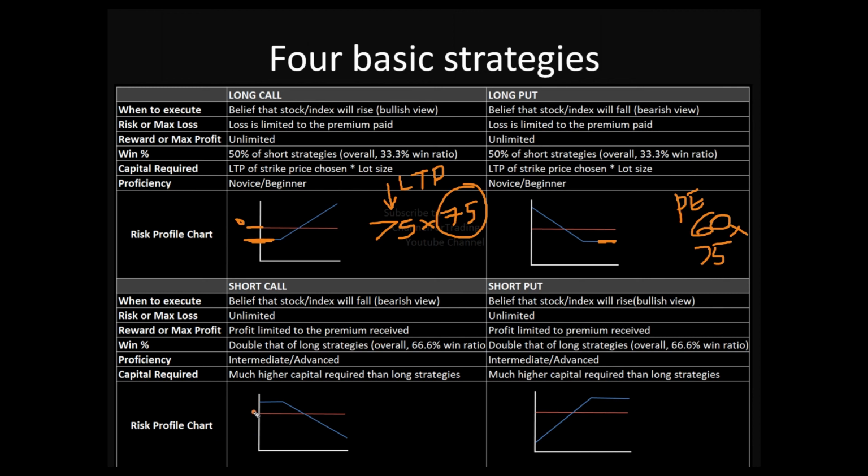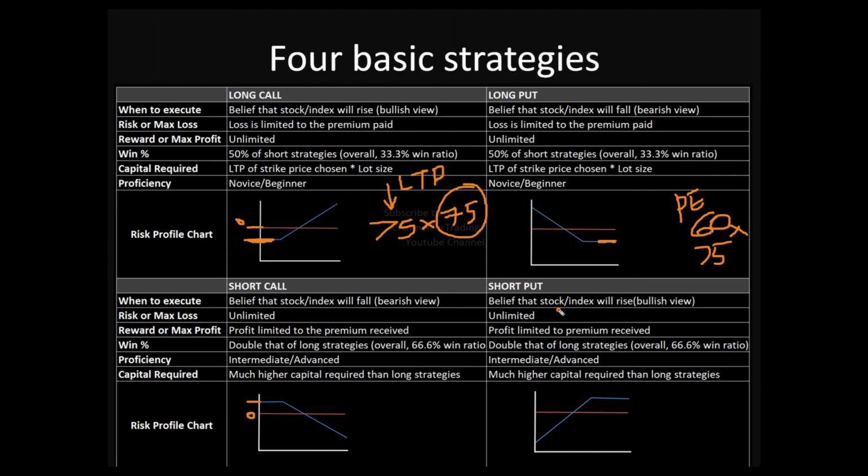And what is the risk profile chart here? See this? This is your 0 position, break even position, and this is the maximum profit you can get. That means what? In this case, 75 into 75 will be your maximum profit. And what is the maximum loss? If the stock price is going much higher, your loss is going to be even more. So you can always get out from this. You can square off your position at any point before the expiry, and you can get out.